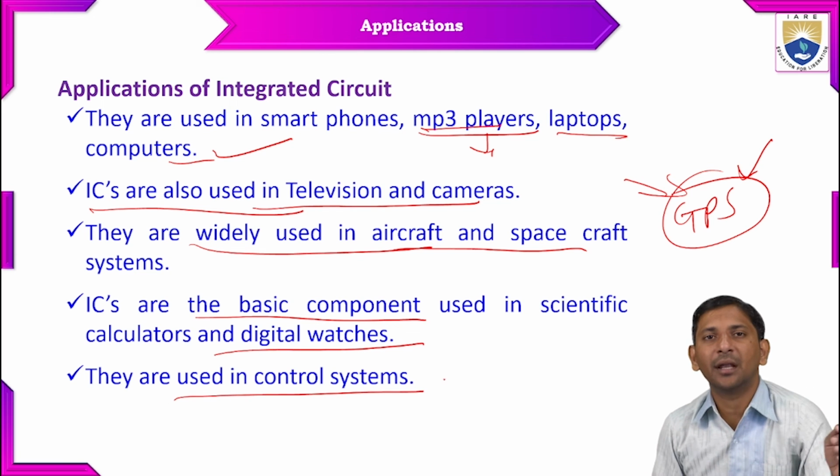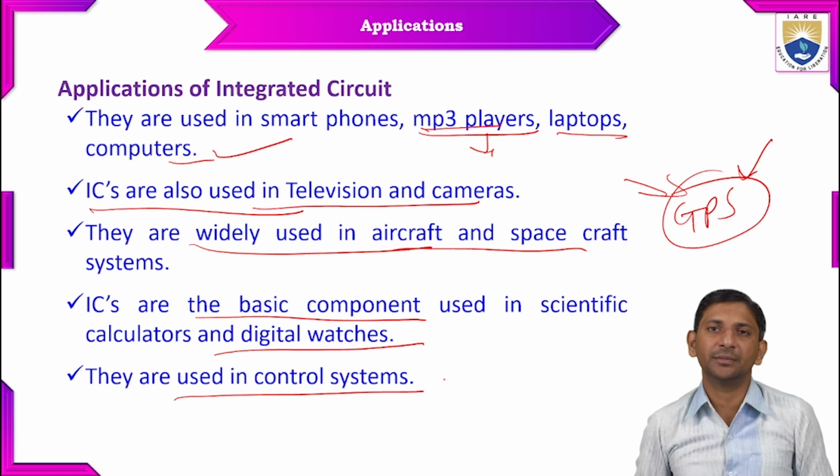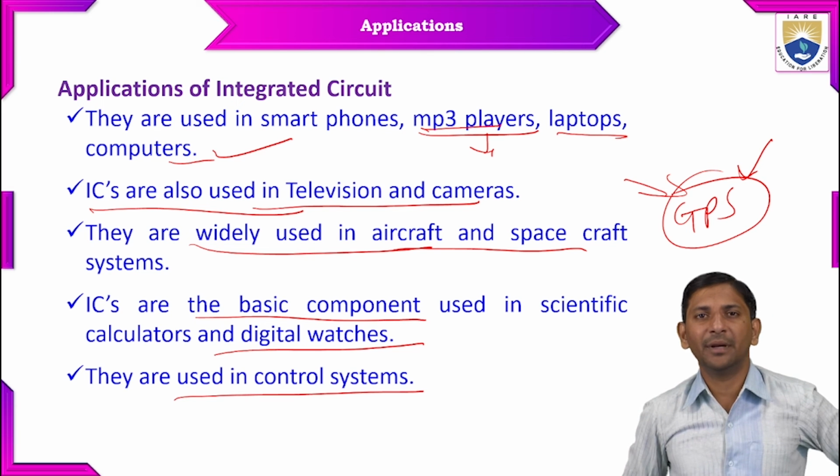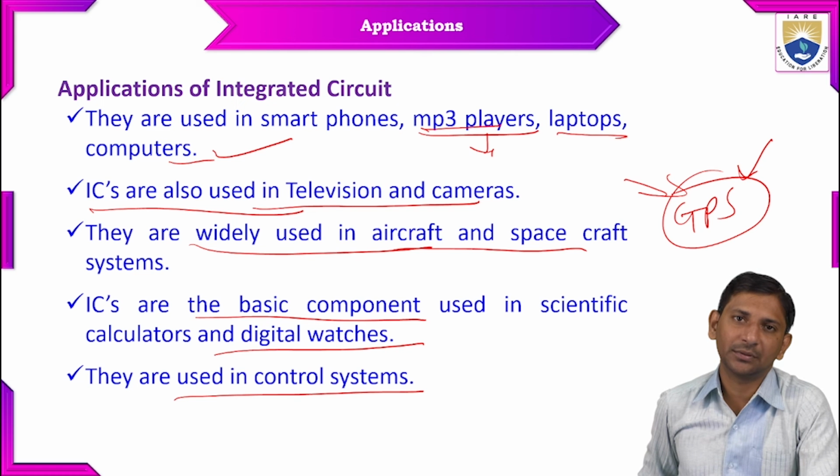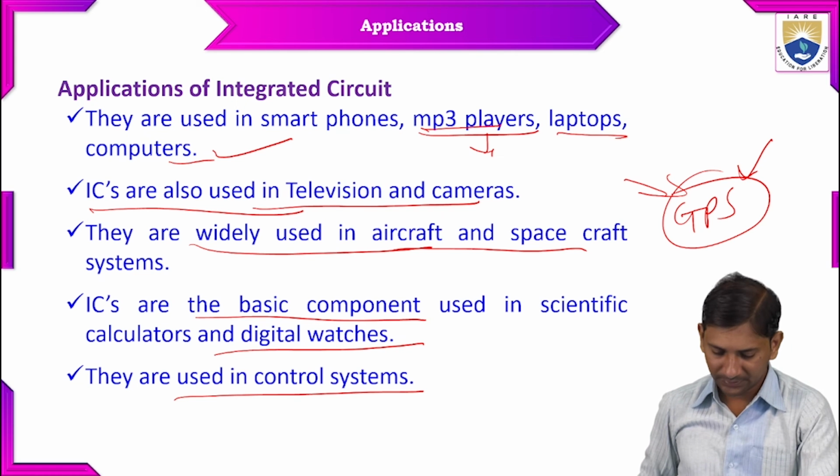And they can be used in control systems. The controlling operation can be performed by the feedback system, which is implemented to get an accurate output.